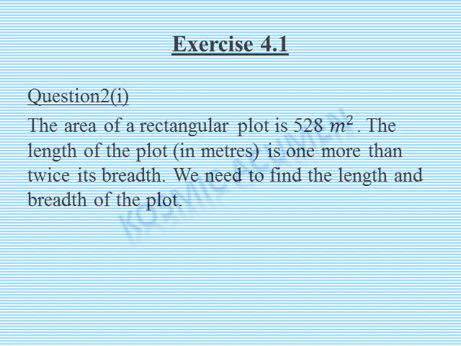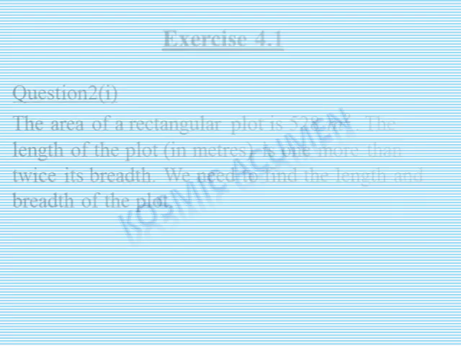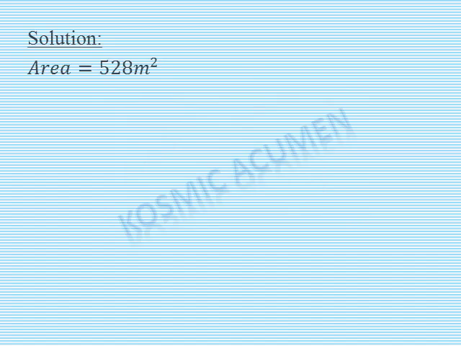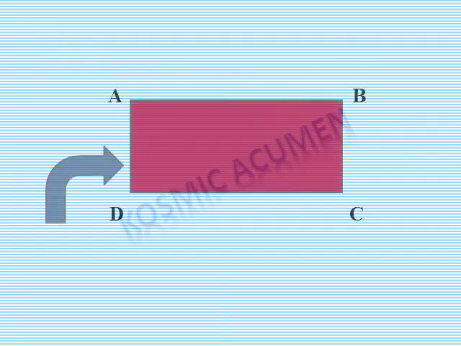The area of a rectangular plot is 528 meters square. The length of the plot is one more than twice its breadth. We need to find the length and breadth of the plot. Now, here the question is talking about a rectangular field. So let us consider ABCD to be a rectangular field where AD is the breadth and DC is the length. Its area is given to us equal to 528 meters square. Now let us consider its breadth to be x meters.